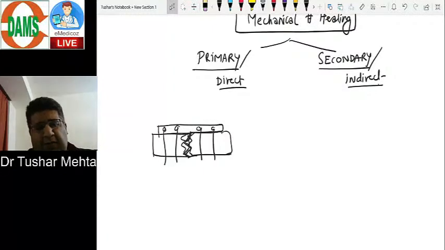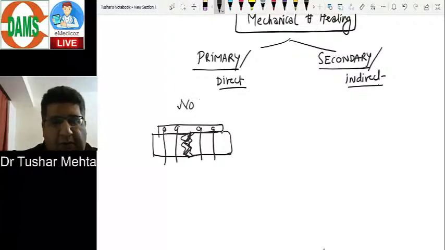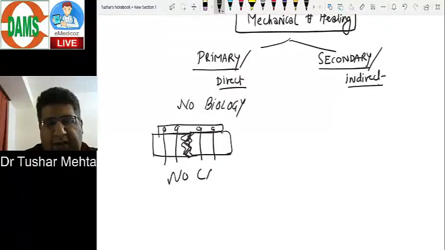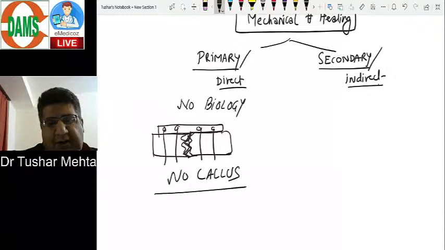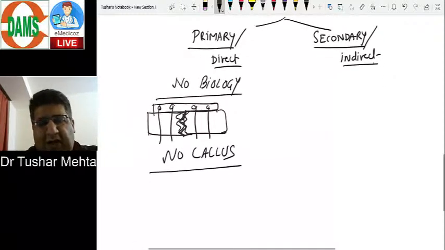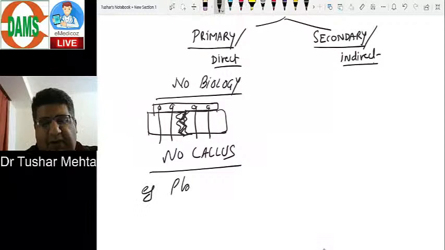Your fracture, today I will join it. So that means the union of the fracture is on me. You can relax. So that means no biology involved, no callus formation. Direct healing, primary healing, the classical example is whenever you do a plating.